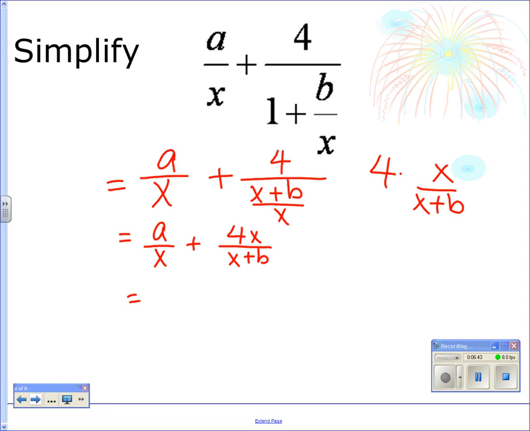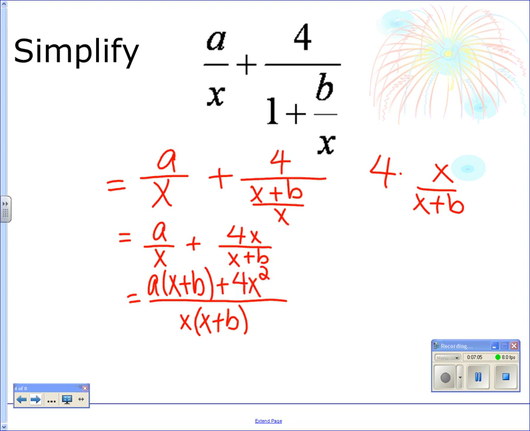So now we have two fractions. How do you add two fractions? What is the common denominator? X times x plus b. So what do we multiply the a by? And what do we multiply 4x by?